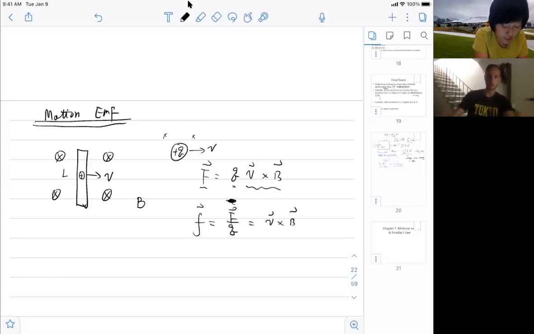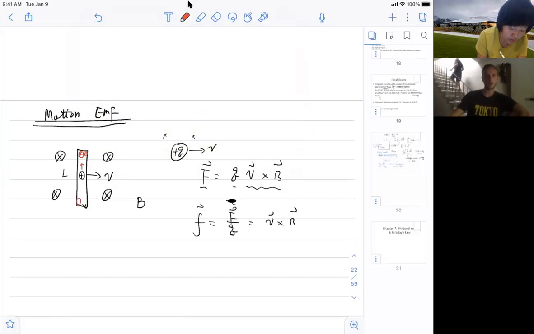Okay, so do the right-hand rule. In which way is V cross B? Which direction is it going to point? V is pointing to the right and B is down. So this force is pointing upward, right? So this force is going to point upward, which means these positive charges are going to accumulate on the top end of the bar.